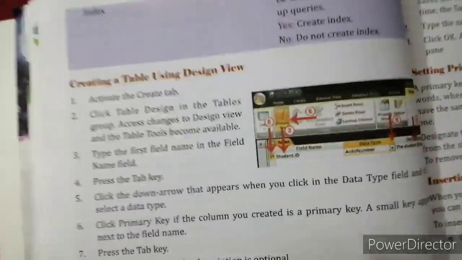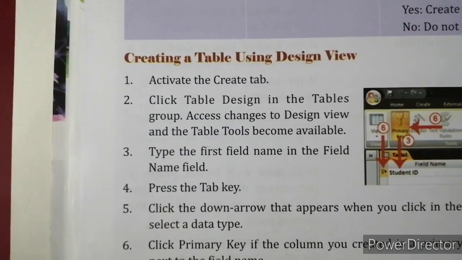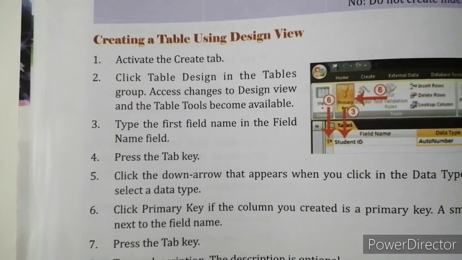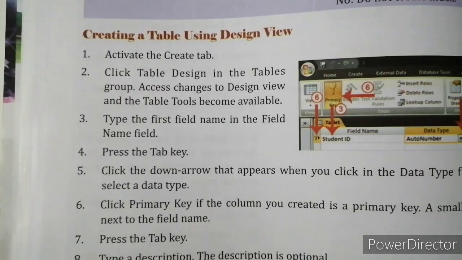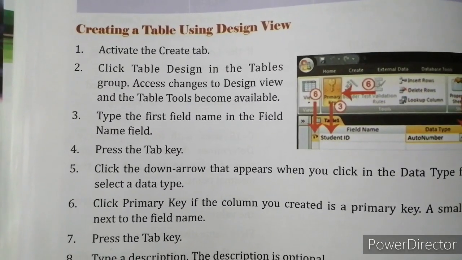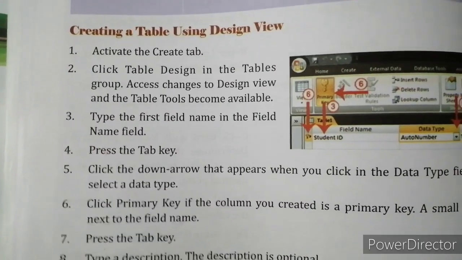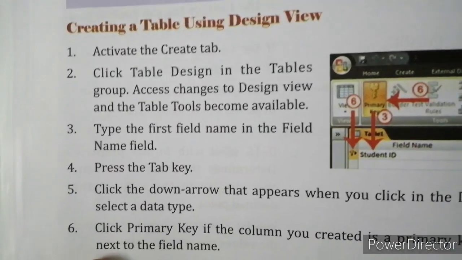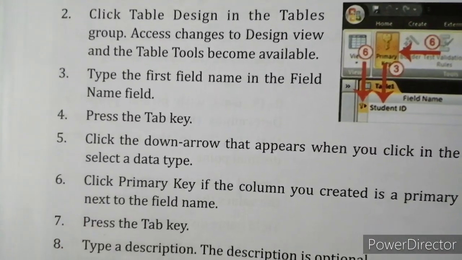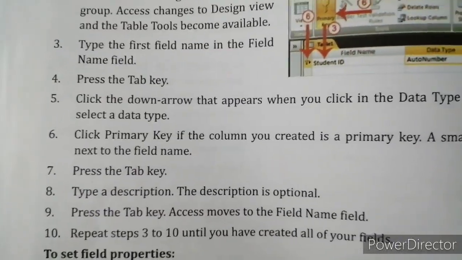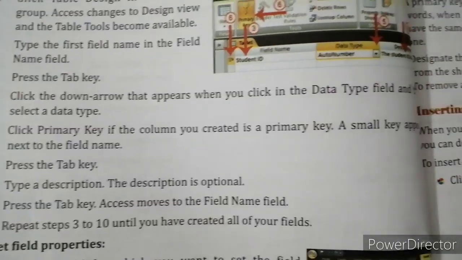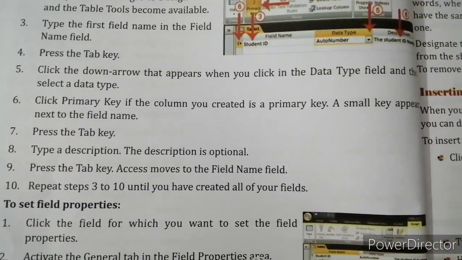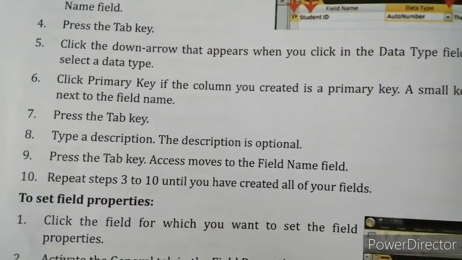The next important part is how to create a table using design view. So first point is activate the create tab, then click table design in the tables group. Access changes to design view, and the table tool becomes available. See the table tool, from here you have to click. Type the first field name in the field name field, press the tab key, click the down arrow that appears when you click in the data type field, and select a data type. Click primary key if the column you created is a primary key. A small key appears next to the field name.